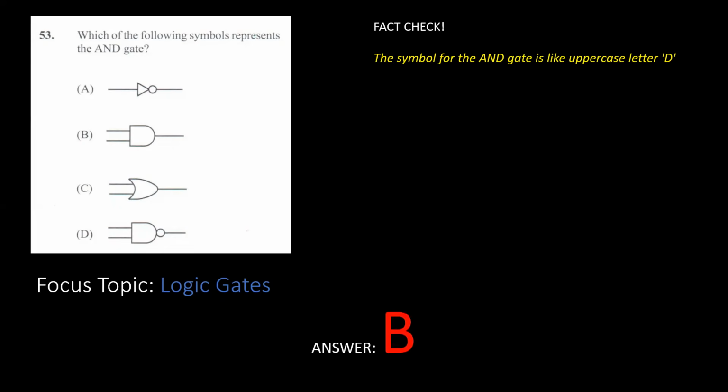Number 53, which of the following symbols represents the AND gate? And you can remember the AND gate because it resembles the uppercase letter D. So the option is B. We can see option D also has a symbol that looks like the letter D, but it has the circle at the tip. So that would represent the NAND gate. So the AND gate is without the circle at the top. The answer is B.